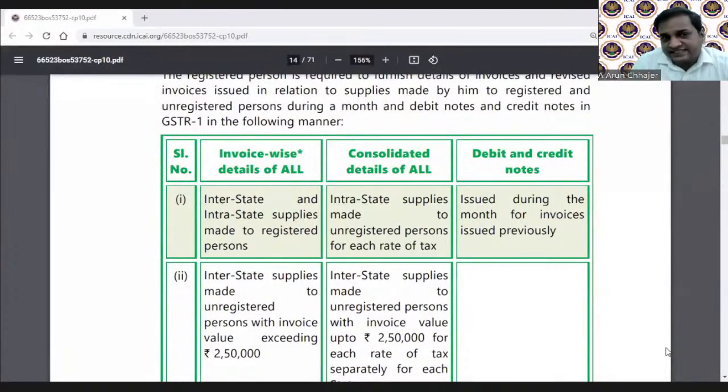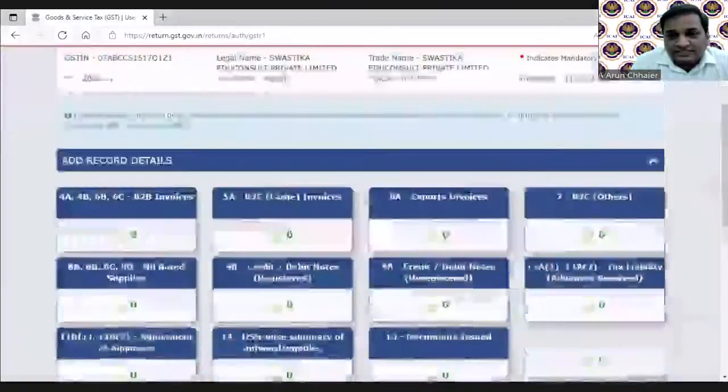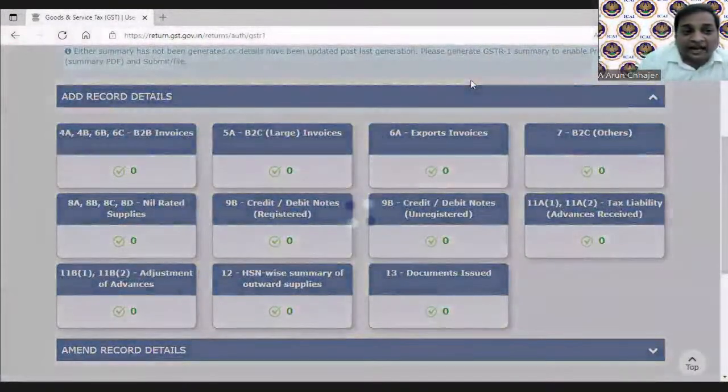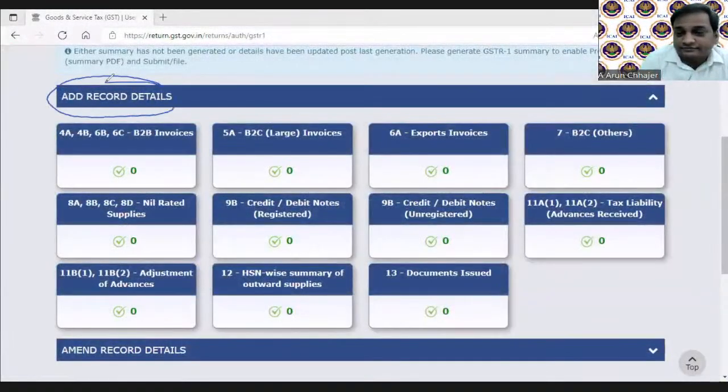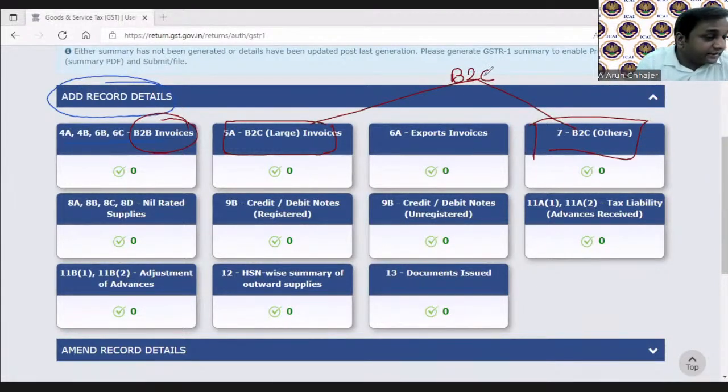If I go to the GSTR1, it is talking about add details. This table is talking about B2B invoices. B2B invoices means registered to registered. This table 5 and table 7, these two tables are talking about B2C. B2C means registered to unregistered.